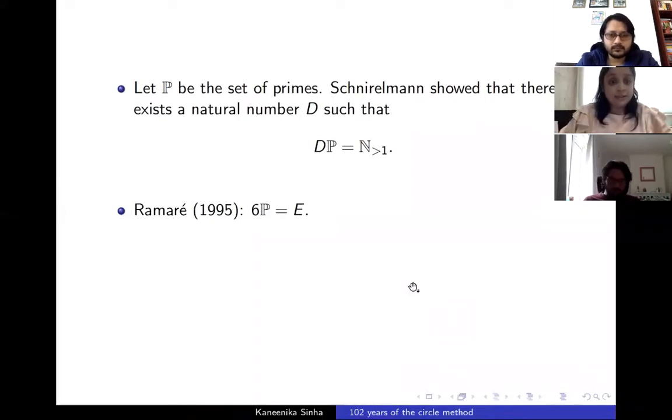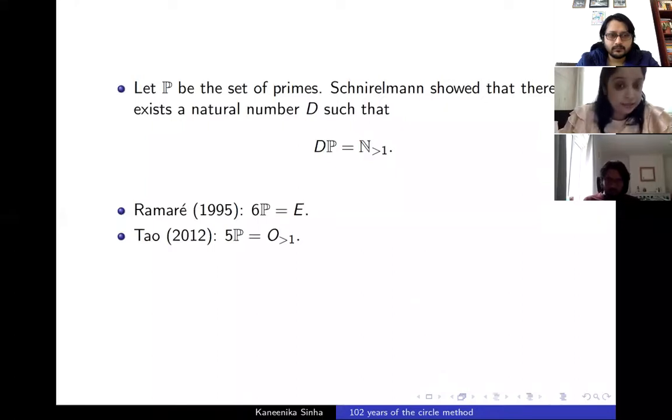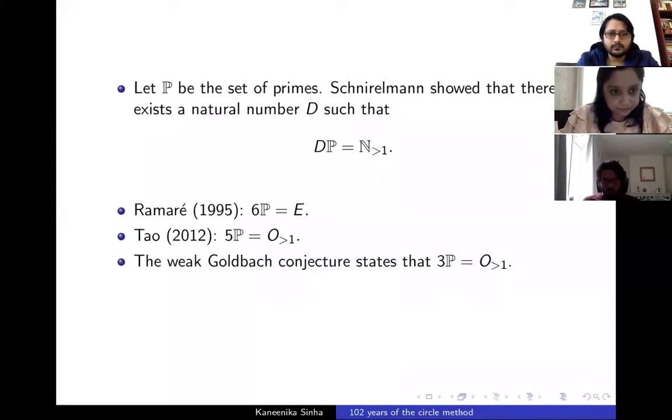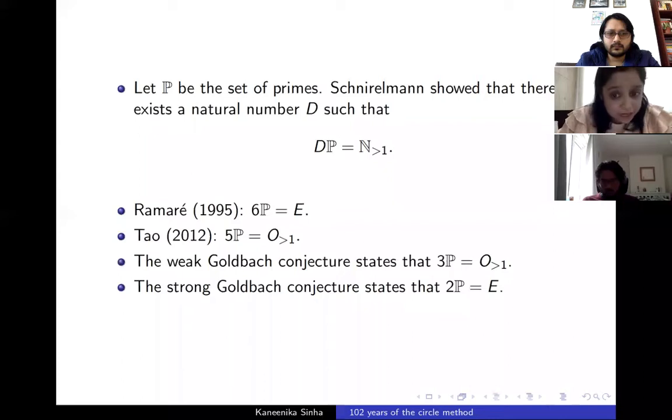And Terence Tao's theorem can be restated as: the set of all odd numbers greater than 1 is exactly equal to 5 times P. And the weak Goldbach conjecture in this language says that, well, not 5, actually 3 times P is sufficient to generate all the odd numbers greater than 1. And the strong Goldbach conjecture says, well, you don't need 6, 2 times P is equal to E.